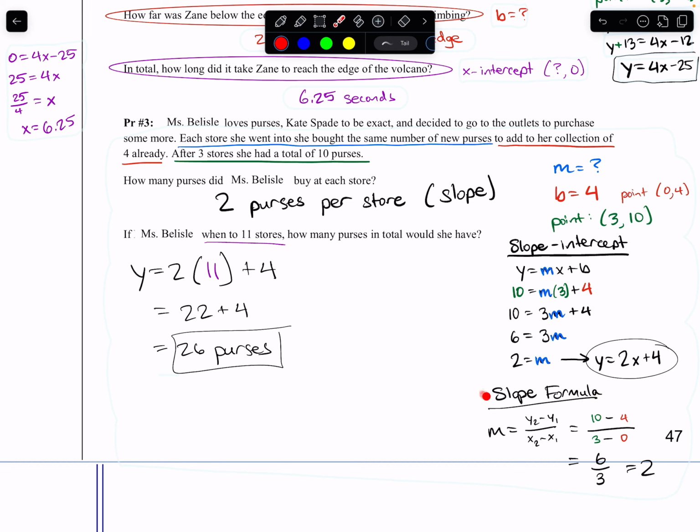Or if you'd rather just use the slope formula, because technically you do have 2 points, you could just use the slope formula, find that it's 2, and then put it back in here to get your y equals mx plus b form. From there, the first question is answered because it's asking for a slope. How many purses did she buy at each store? It's 2 purses per store. The second question is asking you to evaluate that function. Plug in 11 for x, the number of stores that she visits. And then if you plug that in, you should find that she'll have 26 purses after 11 stores.